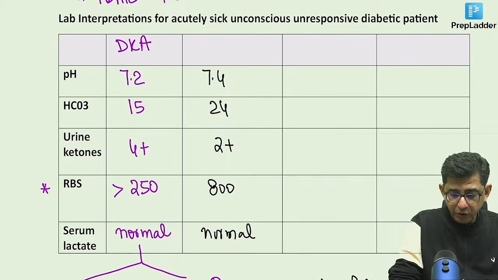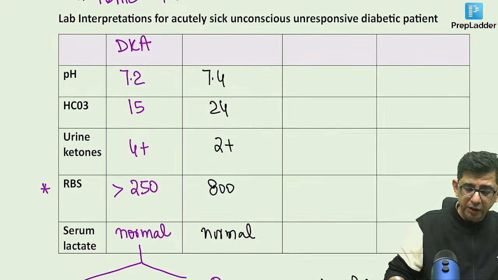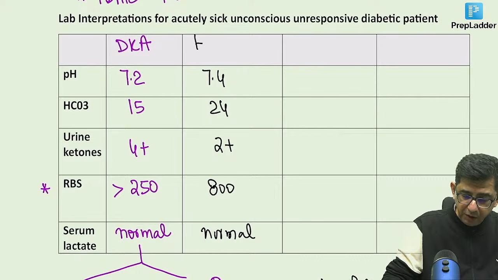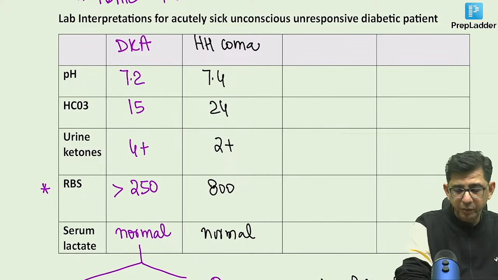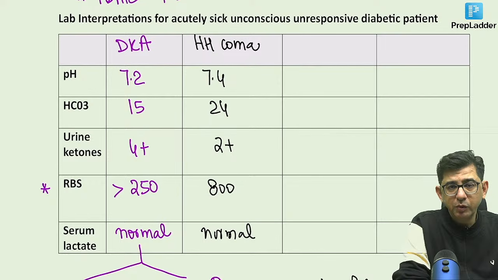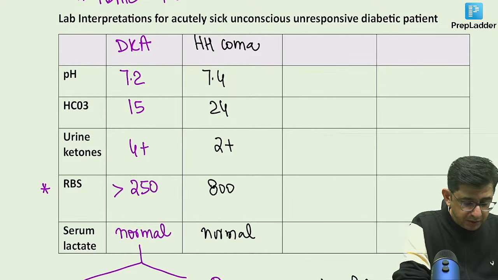Yeah, blood sugar is ultra high, so this would be a hyperglycemic hyperosmolar coma. This is hyperglycemic hyperosmolar coma, where again the fluid of choice would be normal saline. Why are ketones present in this case? Why can ketones be 2 plus or 3 plus in this one?